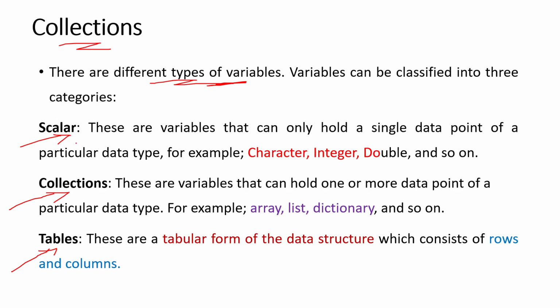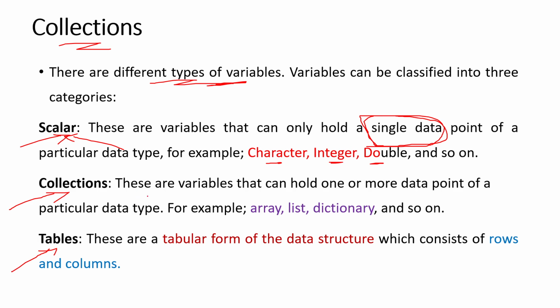As the name itself says, scalar variables are the ones which can hold only single data. I mean single data, like for example age and name. These are examples of single data. The data types which fall under scalar, or which can be used for creating scalar variables, are character, integer, double, and so on.